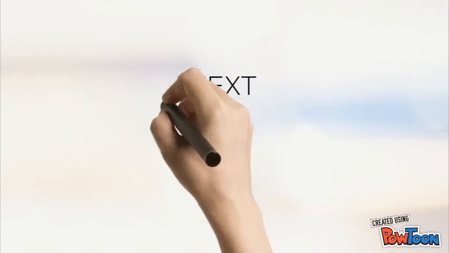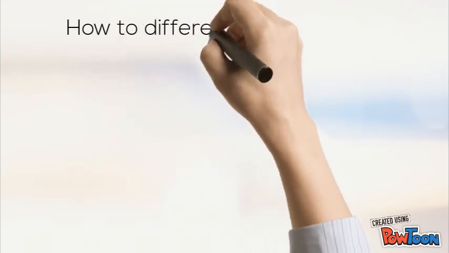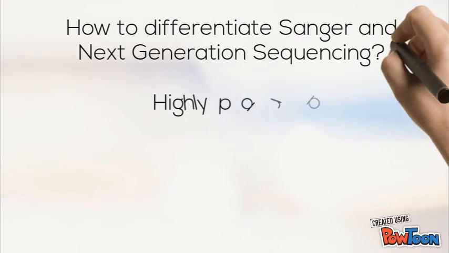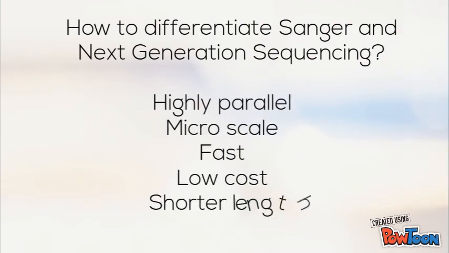The next one is next generation sequencing. Next generation sequencing is different from Sanger because it is highly parallel, microscale, fast, low cost, and shorter length.